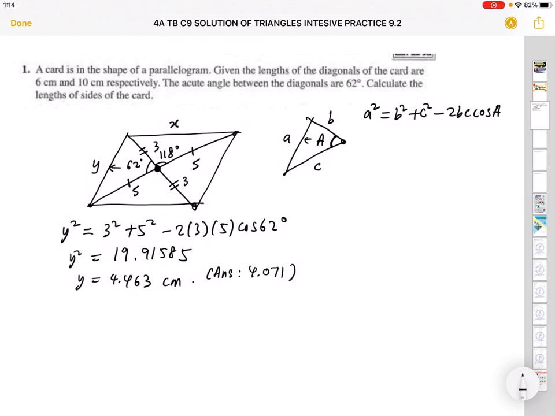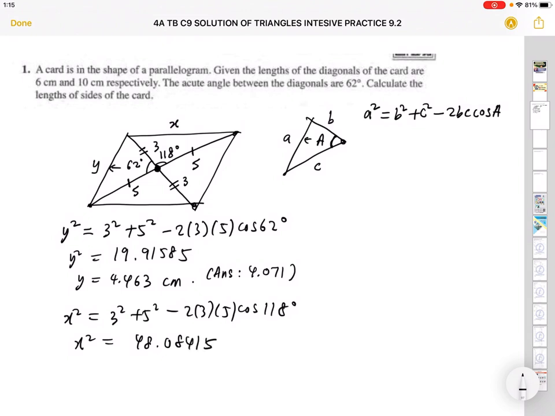Okay, for x, I would take the two sides. They're still the same, 3 and 5. All right, still 2 times 3 times 5. However, this angle is cos 118 now. Right, the angle is 118. So use your calculator. I'm going to write this down: 3 squared plus 5 squared minus 2 times 3 times 5 cos 118. I got 48.08415.